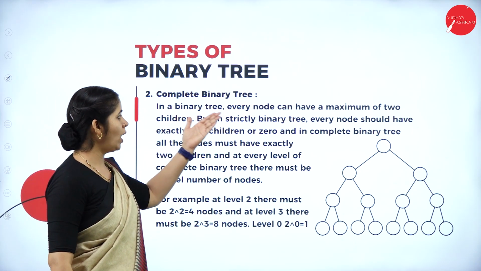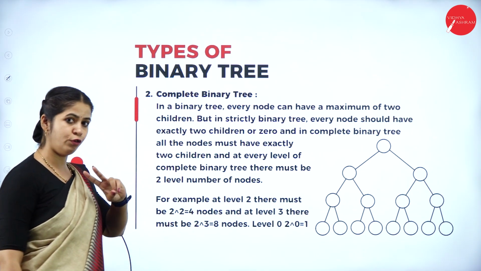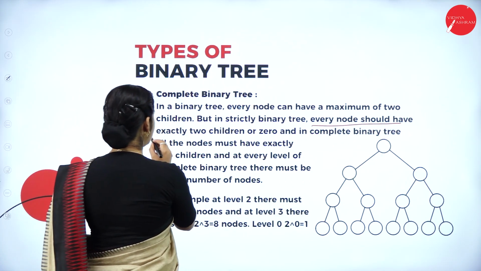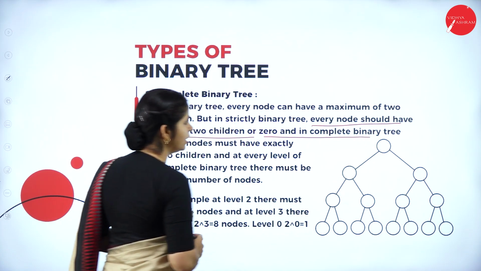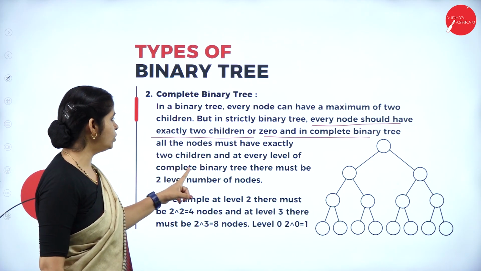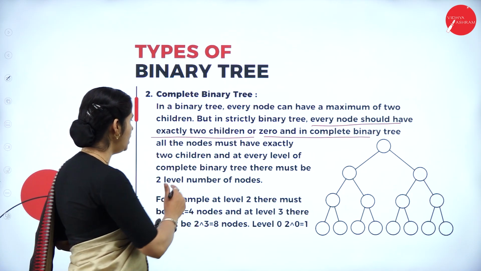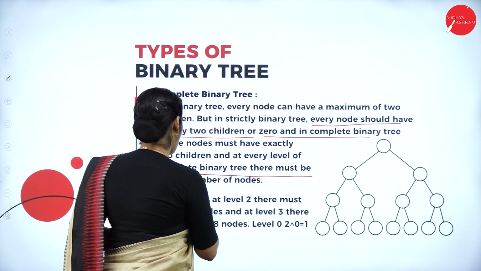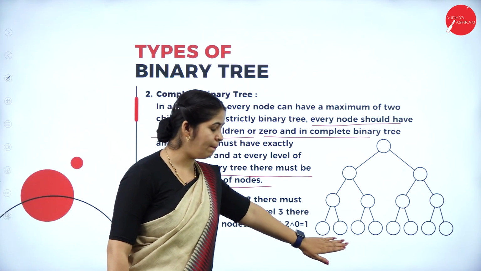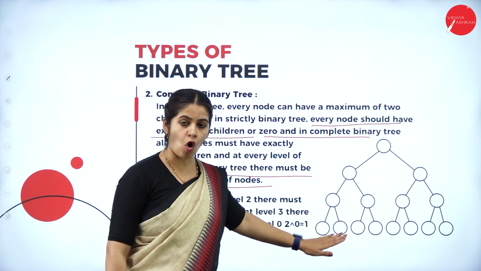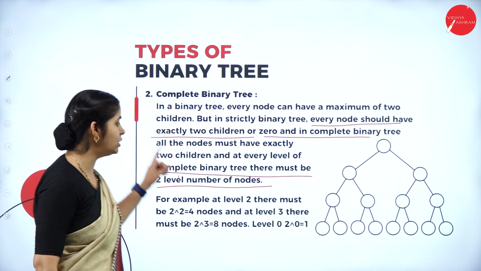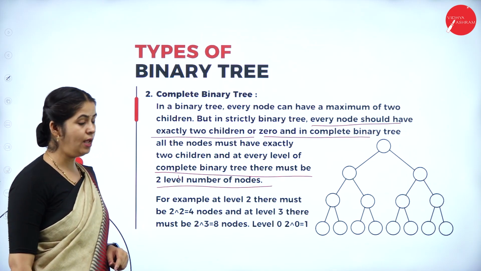In a binary tree each node can have a maximum of 2 children, but in the strict binary tree, every node should have exactly 2 children or 0 children. In the complete binary tree, all the nodes must have exactly 2 children, and every level must be filled with 2 nodes. It should complete in a single level. All the leaf nodes of the tree should be at the same level. That is called a complete binary tree.